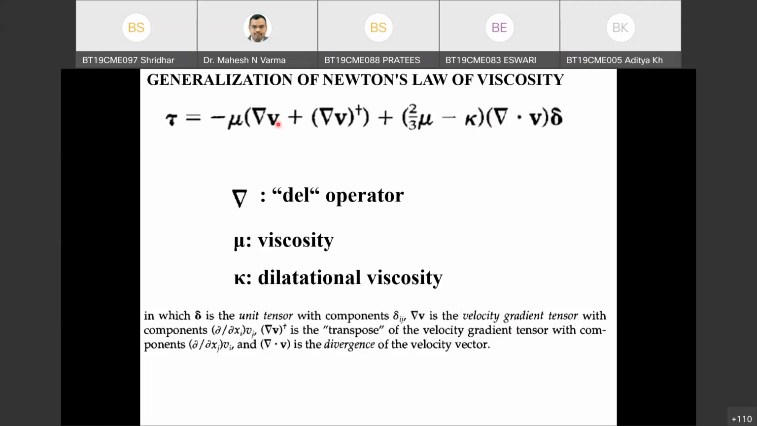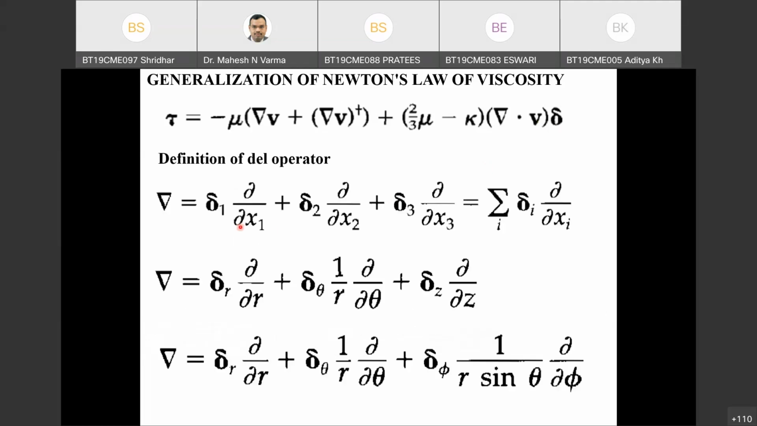This is called the gradient, pronounced del V. V stands for velocity. Del V is not del into V; del into V is a different thing, a property that we will discuss whenever needed. This is del V transpose and this is del dot V. This is the divergence of velocity, and this is the gradient of velocity, the gradient tensor. So this is Newton's generalized law of viscosity. Now, this property of del, for remembering, is similar to a differential operator.